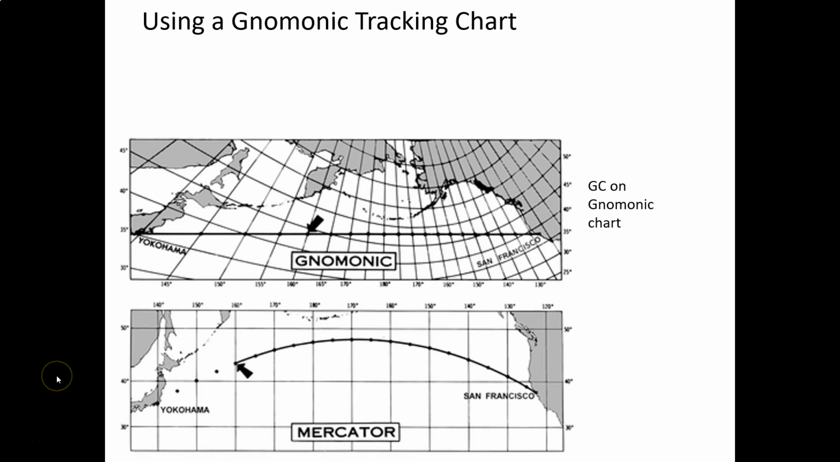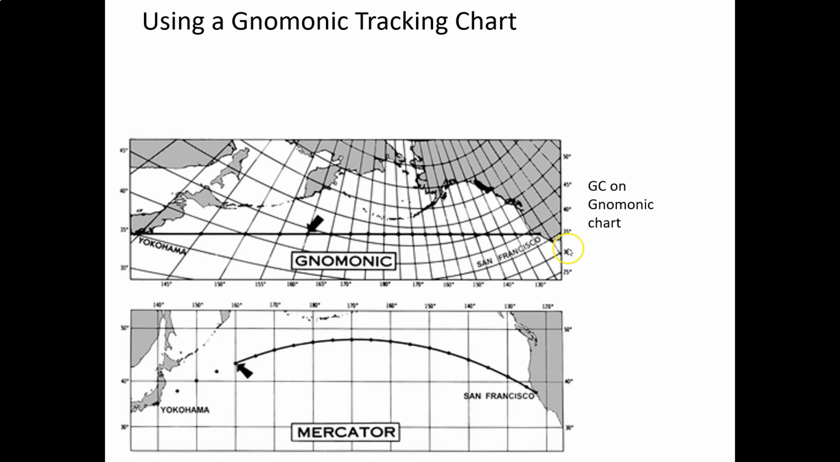Okay, so in this video, I'm going to show you how we generally use a gnomonic chart and a Mercator chart together to approximate a great circle. So here's our gnomonic chart, here's our Mercator chart. And let's say we were going from San Francisco to Yokohama, Japan.